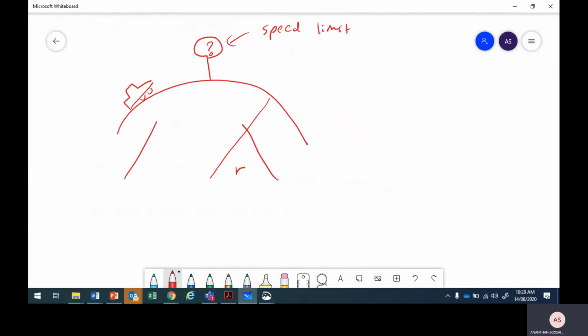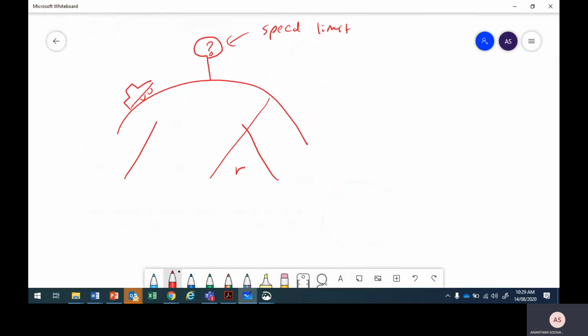How much should the speed limit for this bridge be in terms of R? It is very limited information. Use your entire circular motion knowledge. Try to figure out a formula for the speed limit in terms of R, the radius of the bridge.